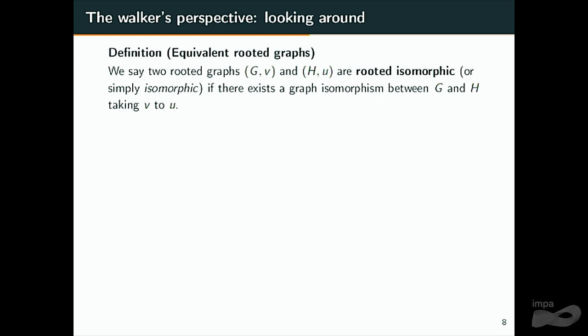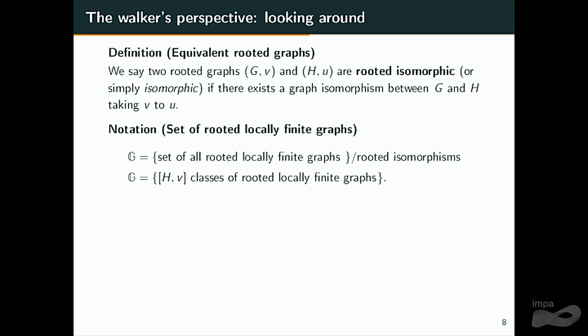So before we jump into the theorems, we have some quick definitions just to show that we are on the same page. So we say that two rooted graphs, G and H, are rooted isomorphic, or simply isomorphic, if there exists a graph isomorphism between G and H, taking the root of G to the root of H. And then we can talk about the set of all rooted locally finite graphs up to rooted isomorphisms.